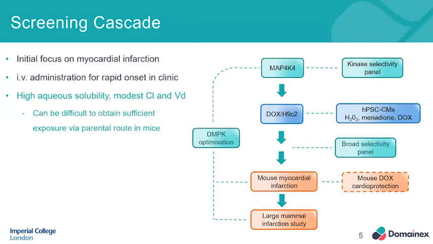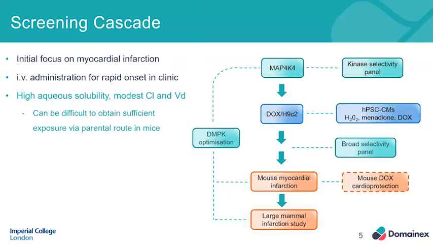The main focus of our program was to try and show proof of concept for small molecule MAP4K4 inhibitors in myocardial infarction. To that end, the aim was to do some small mammal and large mammal efficacy studies with MAP4K4 inhibitors, and for the large mammal studies and also towards the clinic, we were looking to target an agent which is suitable for IV administration and therefore rapid onset. This essentially means high aqueous solubility compounds with modest clearance and volume distribution.